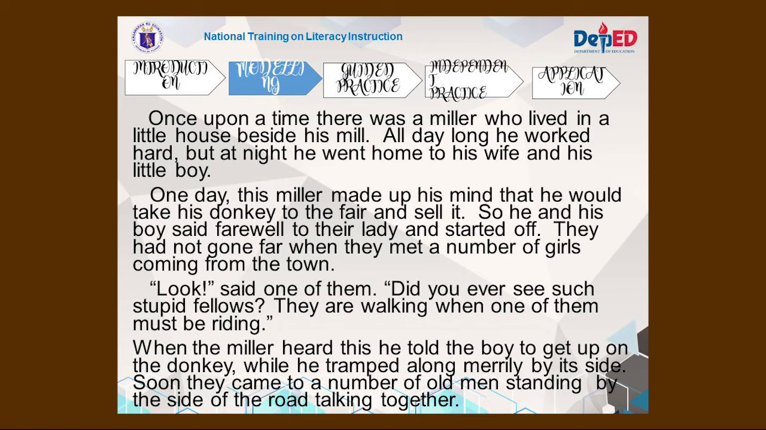They had not gone far when they met a number of girls coming from the town. "Look," said one of them, "did you ever see such stupid fellows? They are walking when one of them must be riding." When the miller heard this, he told the boy to get up on the donkey, while he tramped along merrily by its side. Soon, they came to a number of old men standing by the side of the road talking together.